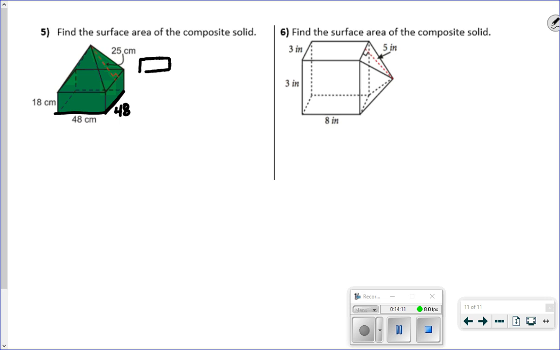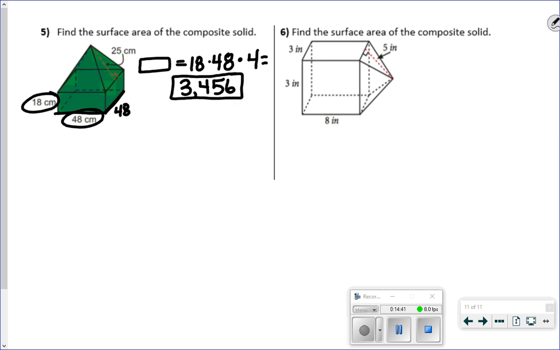So I'm going to start with my rectangles. I've got long and skinny rectangles. If I look on my picture, my rectangles, 18, 48. And then I have 4 of those rectangles around the shape. So I'm going to have to take that part and multiply it by 4. Okay, so that part, when I multiply it out, gives me 3,456. That's for the square, or I'm sorry, for the rectangles.